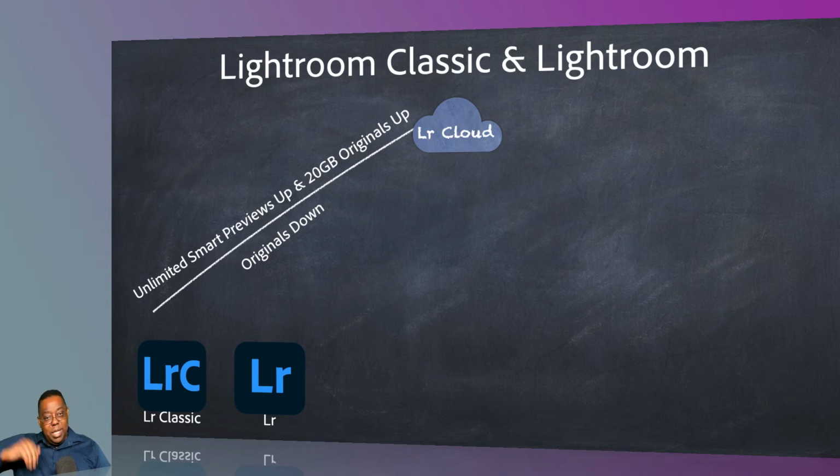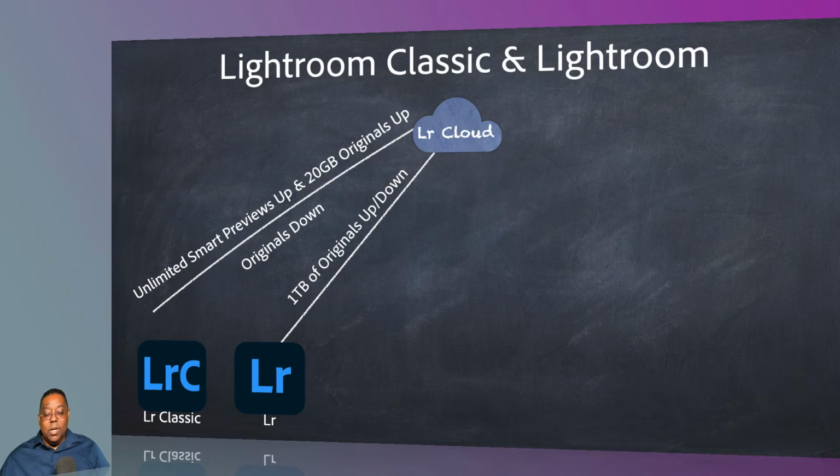So unlimited smart previews up, or 20 gigabytes, maybe 100, depending on your plan, up of originals, and all originals down. So if you import an original somewhere else on your phone or your iPad or whatever, those originals are going to come down back into Classic. But keep in mind, those originals, until you remove them from the cloud, are still going to tie up that space for originals, that 20 or 100 gigs, depending on whatever it is.